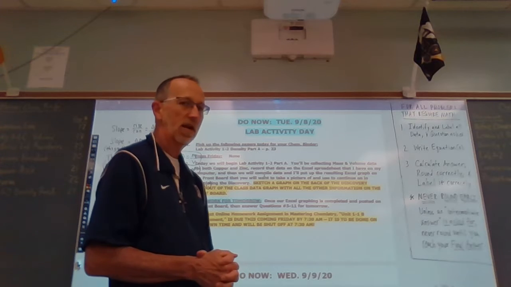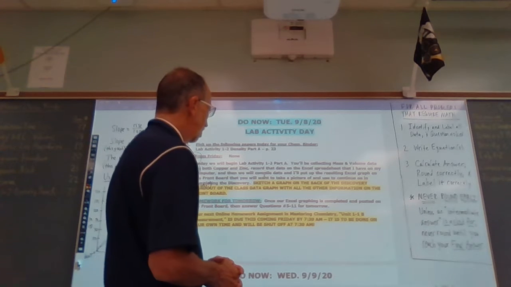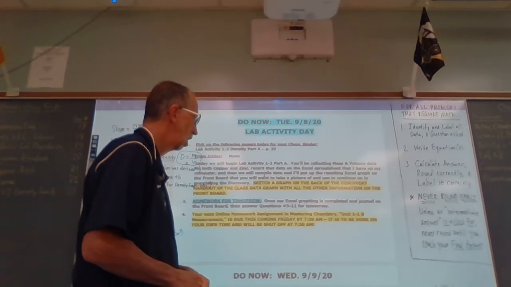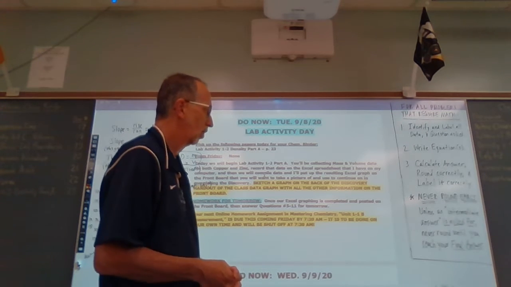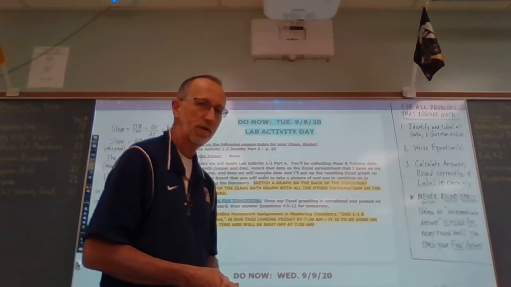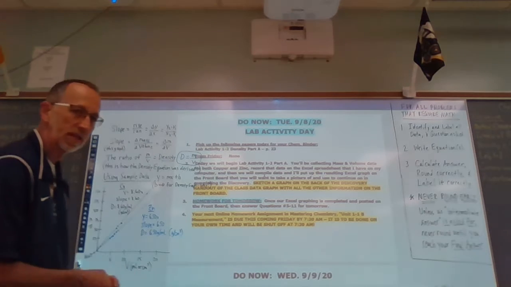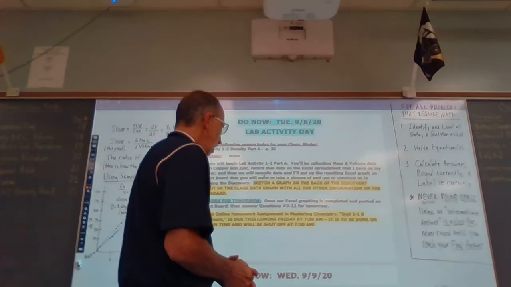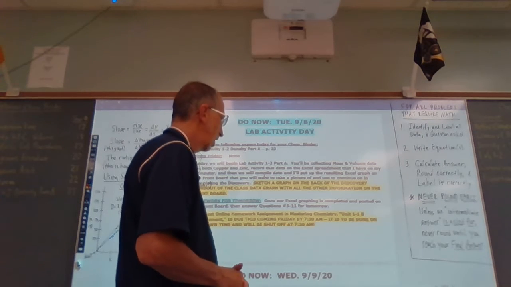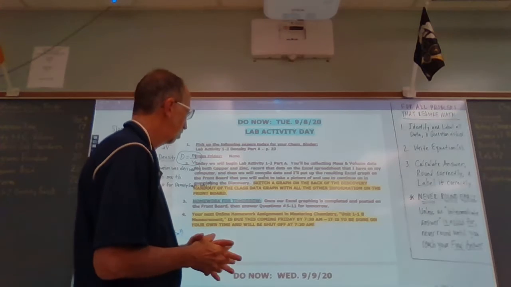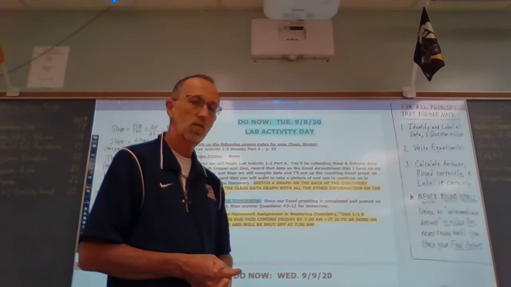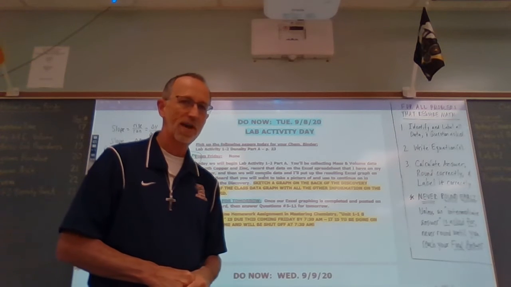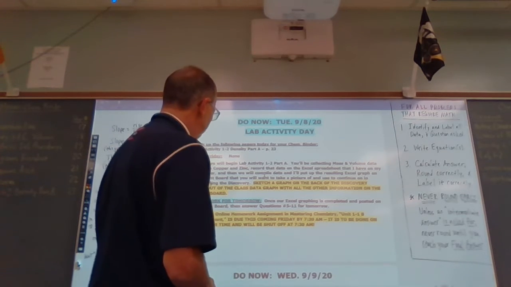I'm also asking that on the back of your paper you sketch a graph of the class data graph with all the other information that I have on the front board, which is actually right here. So anyway, homework for tomorrow. Once our Excel graphing is completed and posted on the board, we're going to go through questions 1 through 4, and then you are to answer questions 5 through 11 for tomorrow.